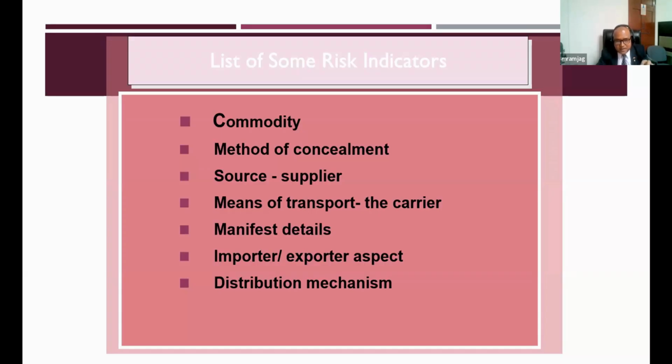So again, risk indicators are something that you will learn and develop over a period of time, through the importers' history, name, reputation, and so forth. Then you would also realize that some are more involved in court matters and so forth. Distribution mechanism, basically the way the goods are being distributed, sourcing.